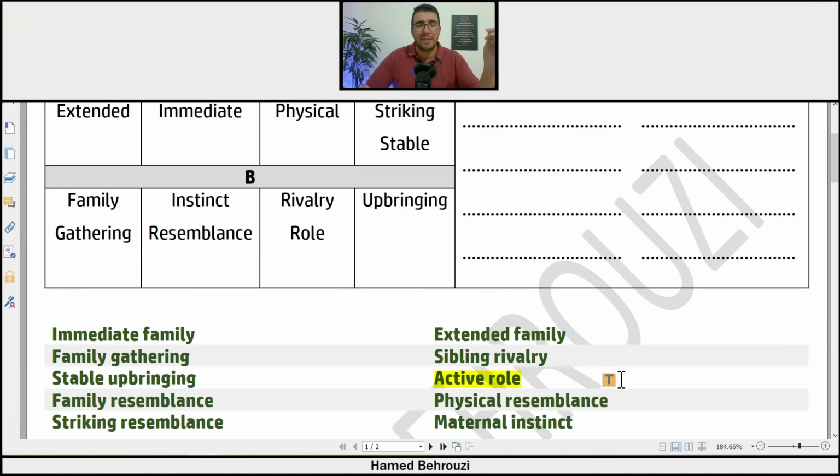Active role, when somebody has an active role, we usually say like that. When somebody has an active role in your life or active role in bringing you up, it means they have had an effective role. Here, active means effective, okay? Physical resemblance, we said meaning a resemblance. Resemblance is like similarity, being like. So when you have physical resemblance to someone, it means you physically look like that person. As I said, sometimes children have physical resemblance to their fathers or their mothers.